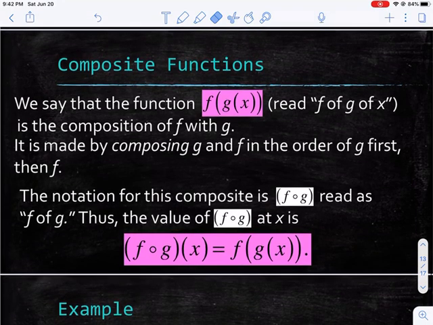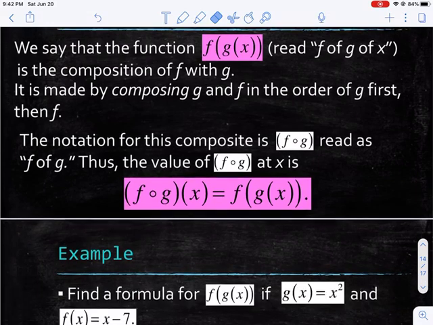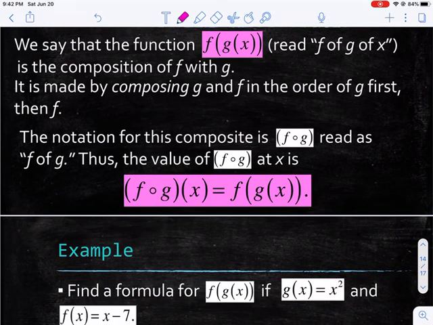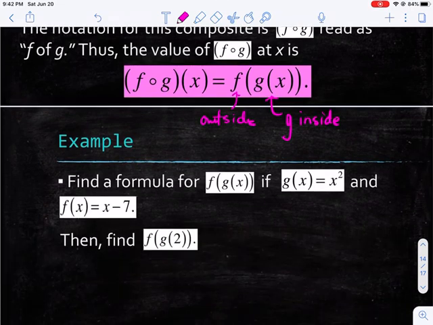Thus, the value of f of g at x, get used to this, the f composed of g on this side is equal to g on the inside, f of g of x. So the order of f and g stay the same with the notation. So g is on the inside, and f is on the outside. Okay, so let's try this then.